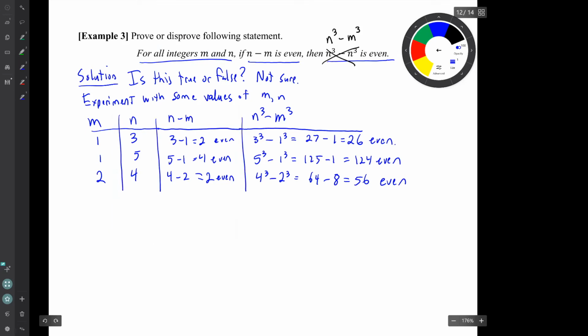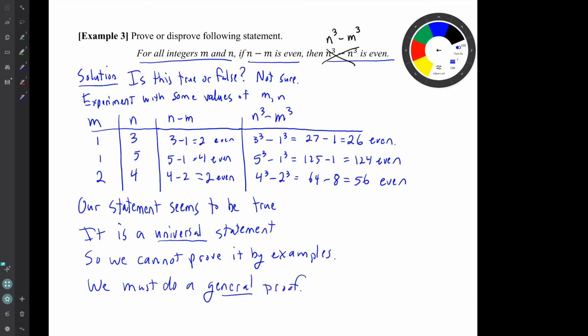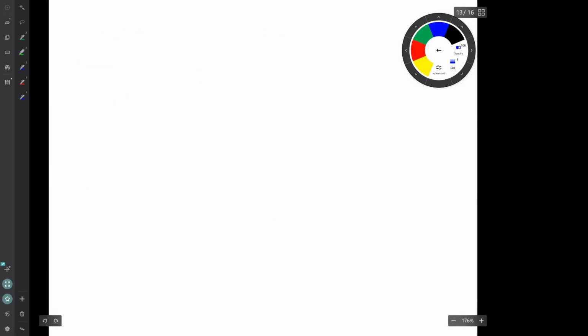So let me say it again. Our statement seems to be true. Our statement is a universal statement, so we can't prove it by examples. We have to do a general proof. So let's think about the proof structure that we would need for a proof of this statement. So the statement that we're trying to prove is this statement S.